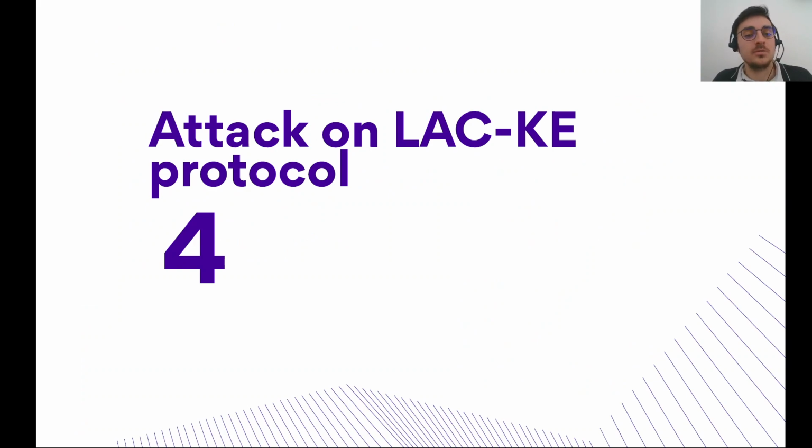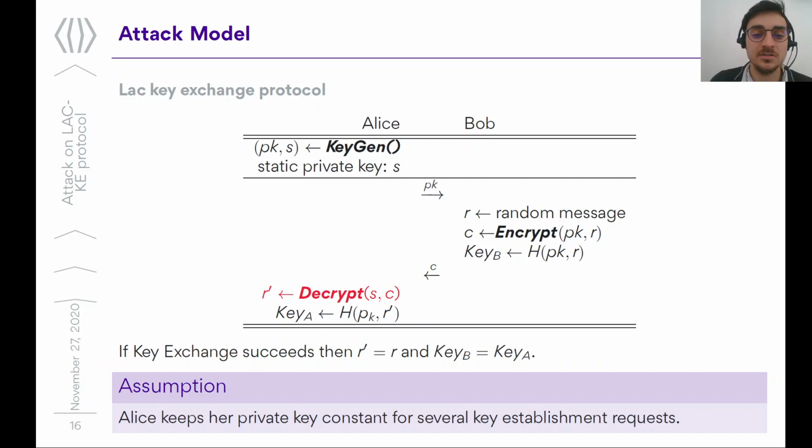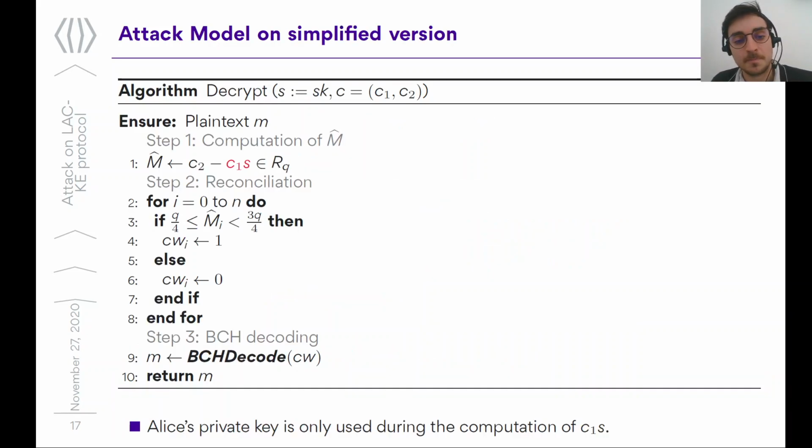So now I will talk about the attack on the LAC key exchange protocol. Our context is that Alice keeps a static private key for several key exchanges. We will act as Bob, so we will forge a ciphertext C without encrypting a random message R. Here we want to retrieve Alice's secret key, so we look at the decryption algorithm, because it's only there that the secret key is used. More precisely, S is used at the first computation of M hat.